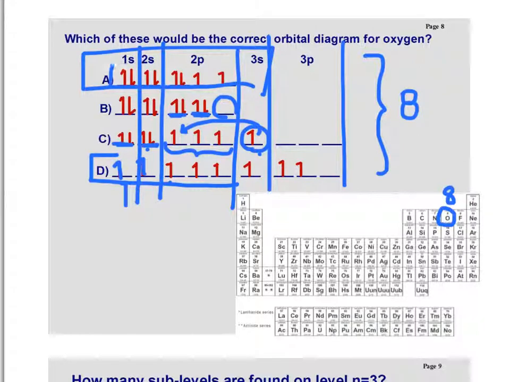It would fill 1s2, then 2s2, and then since there's 4 in P, the first 3 would go in and be separate from each other. 1, 2, 3. And then the 4th one would come back and share.